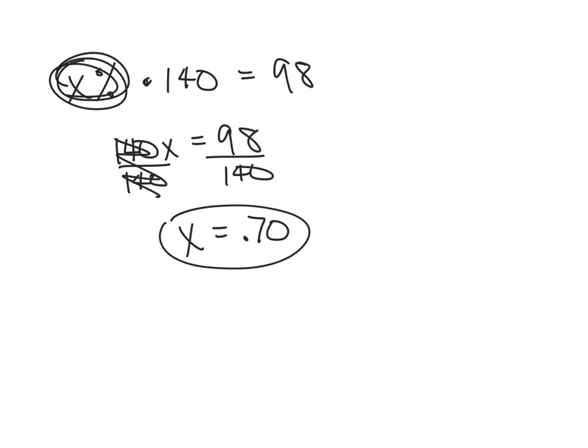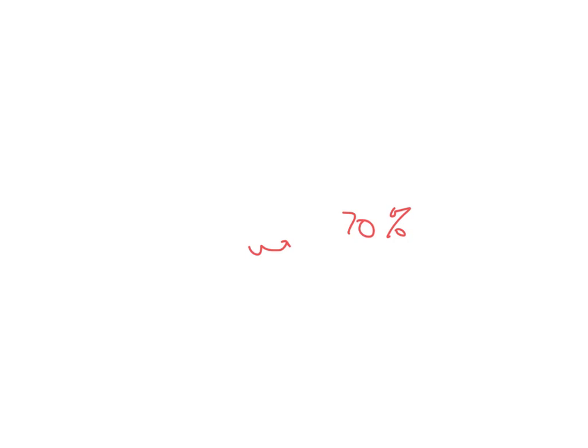Okay, that's your answer. But the question said what percent. So once we get our answer, they want our real answer, which would be in percent form. So we move our decimal place over 2, and we have a percent then. We have 70%. Alright, let's jump up to 47.3, the top of the next page, and look at that example.